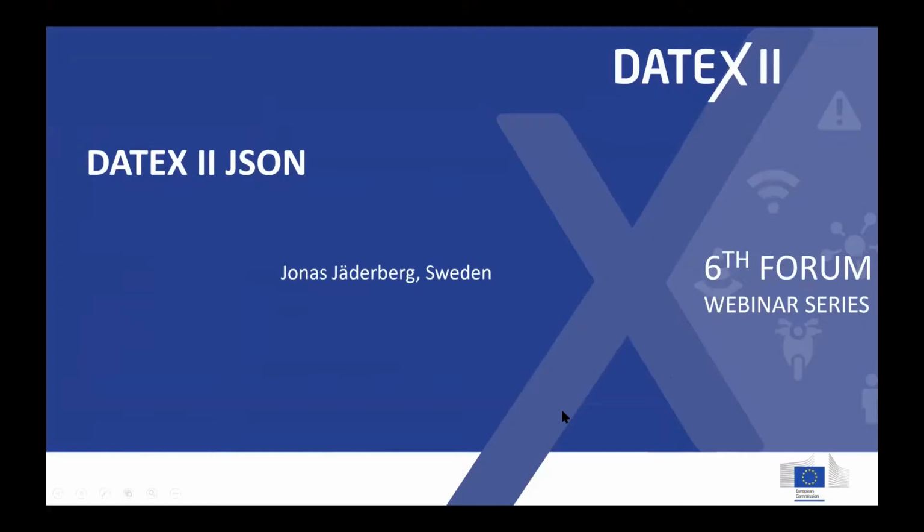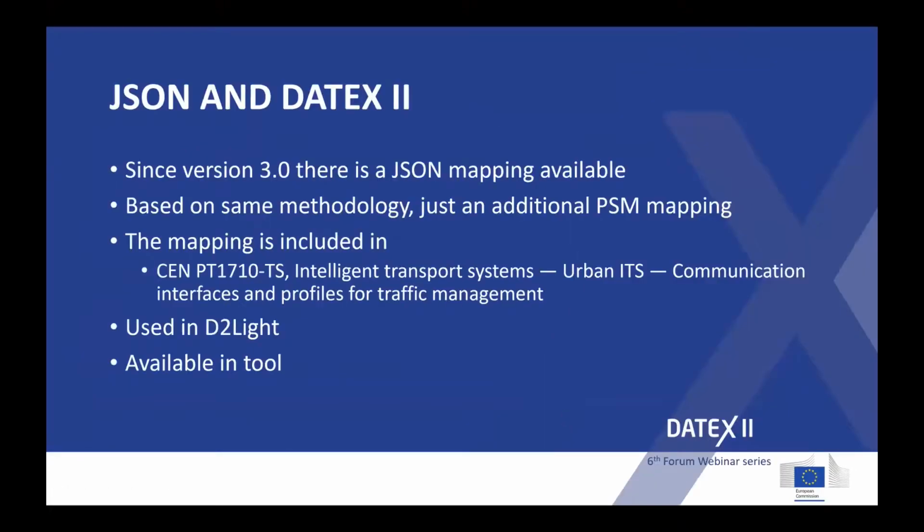So DATEX II and JSON. We have had JSON in DATEX II since version 3.0. And last year we did an update, you could say. So it has been proved to work and enhanced a little bit. The JSON mapping is built on the same methodology that we have in DATEX II. So it's just an additional PSM. So now we have XML and we have JSON, and there is also an ASN.1 available.